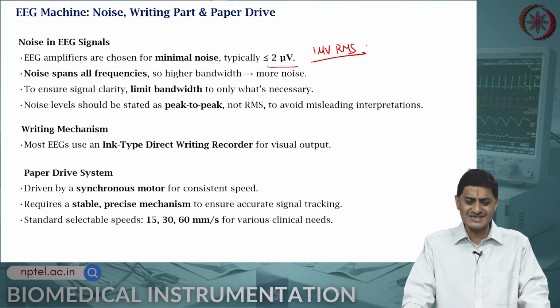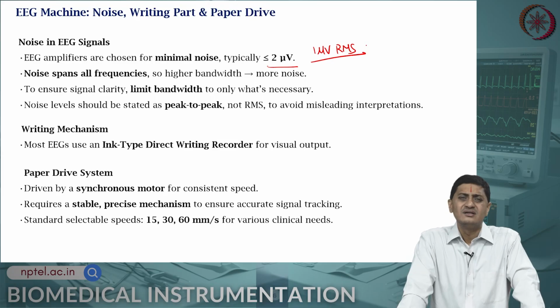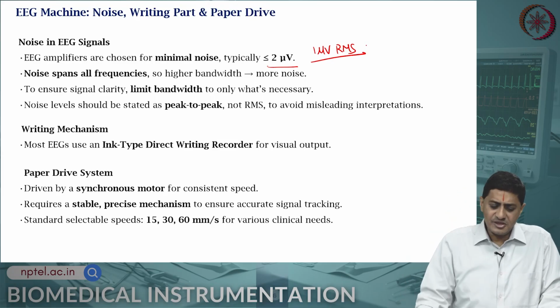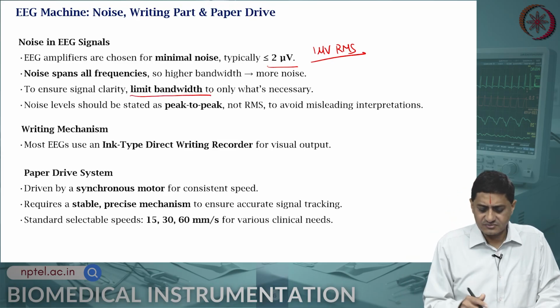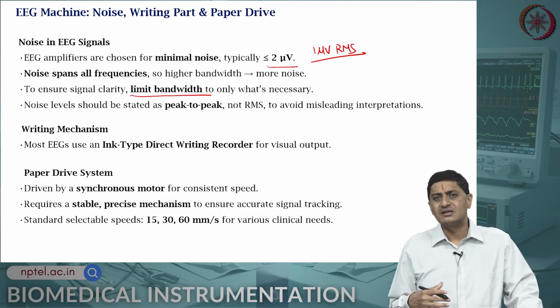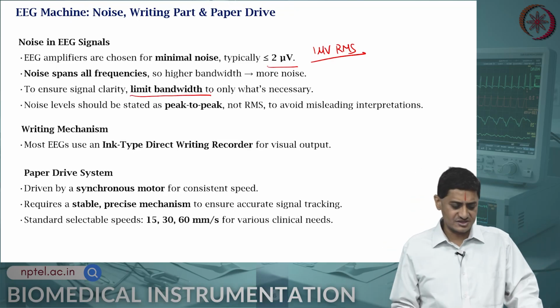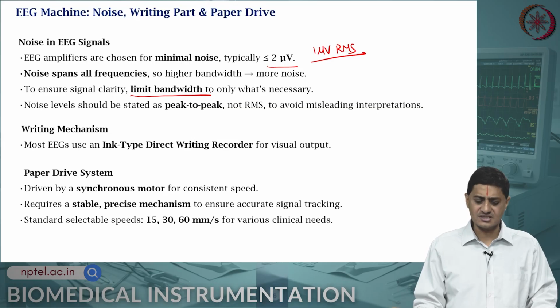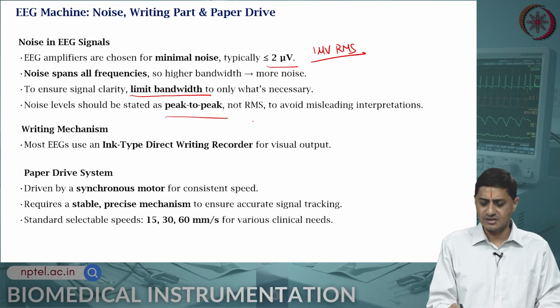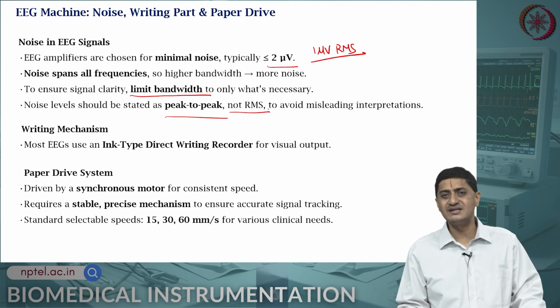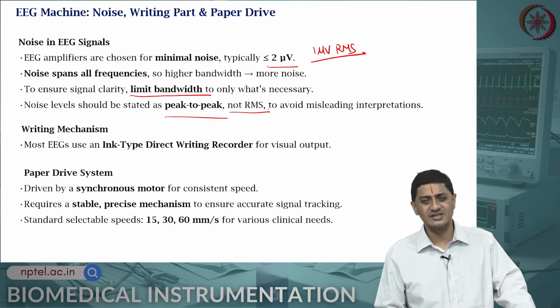So, if you are interested in a particular range of frequencies, it might be useful to limit the bandwidth to only the signals and frequencies of interest. These noise levels should be stated as peak to peak noise and not RMS to avoid misleading interpretation. Peak to peak, there is a difference.